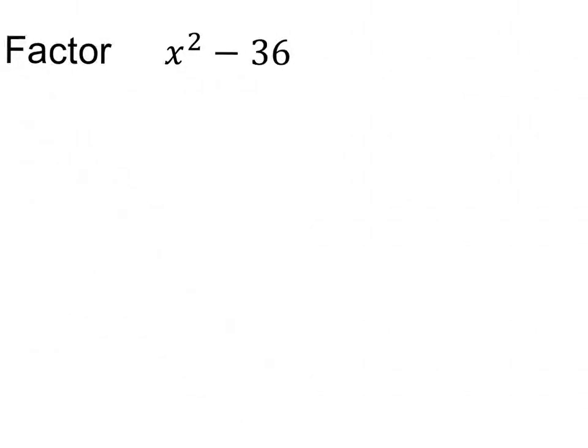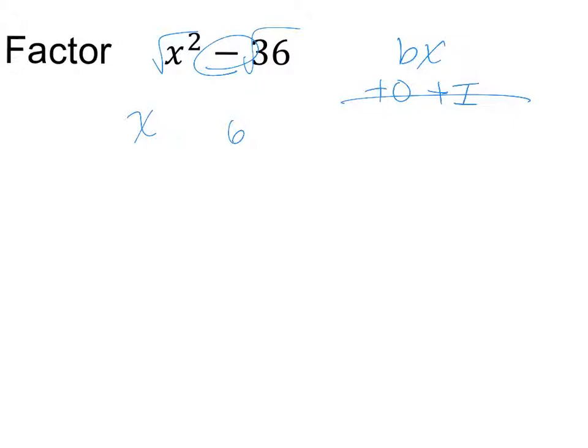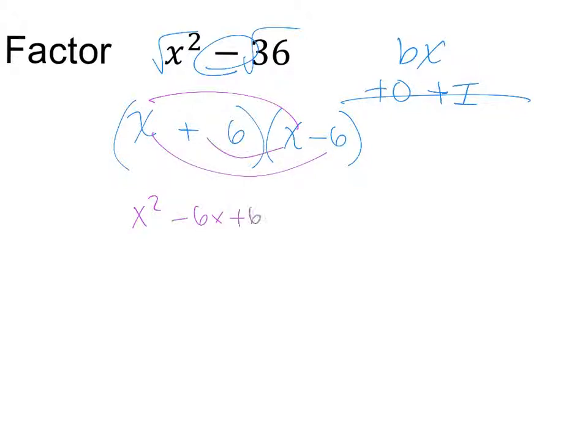I'm asked to factor this. I ask myself, is it standard form? Yes. Can I GCF it? No. Is it a special case? Yes, it is. The square root of x squared is x. The square root of 36 is 6. There's no middle term, right? There's no bx. That means that your outer and your inner, when you added them, canceled out. So this is the difference of perfect squares, which is x plus 6 times x minus 6. Boom. Remember, you can always check your work by refoiling: x squared minus 6x plus 6x minus 36. The middle terms cancel, giving you x squared minus 36.